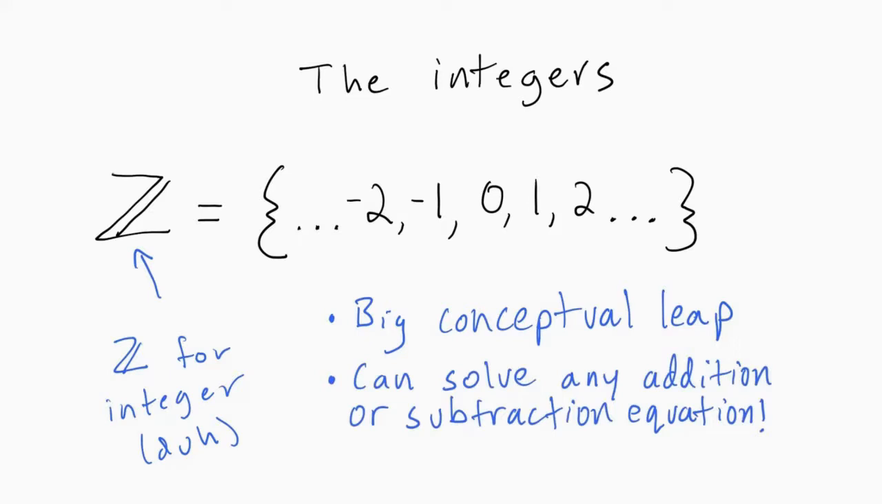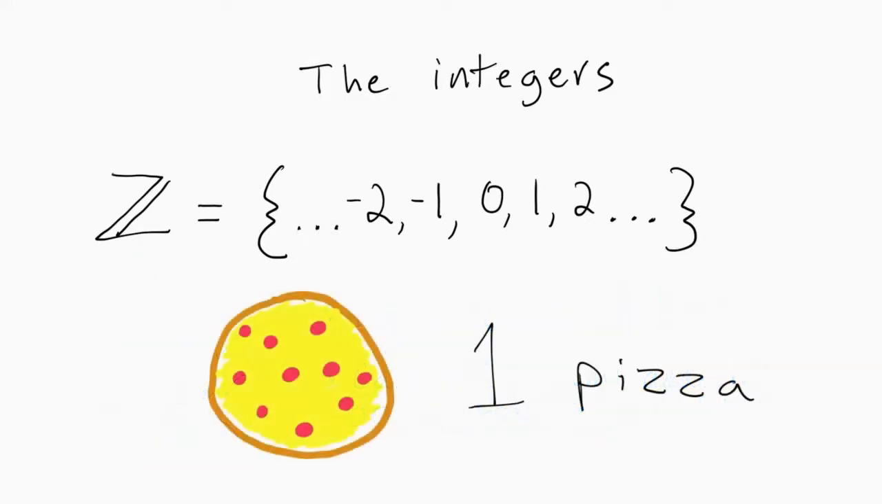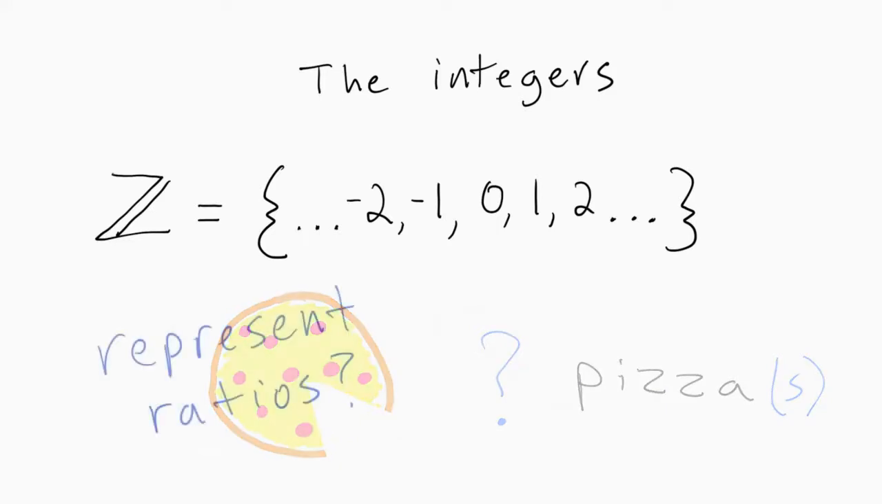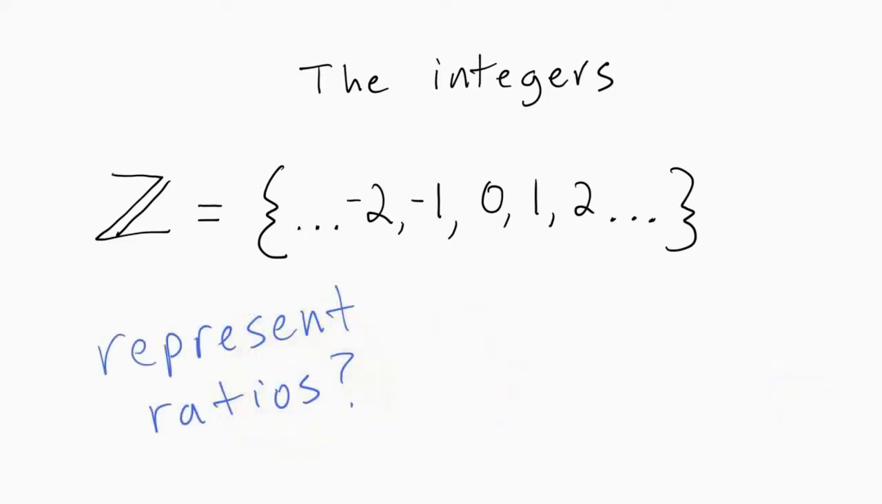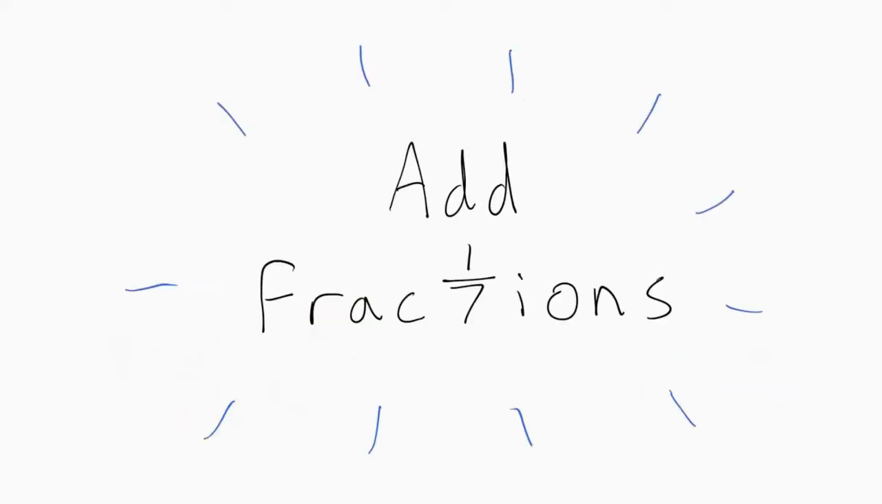But the integers are not the be-all, end-all, and to illustrate why, let's engage in a little thought experiment, shall we? Imagine that you have 1 pizza, and then you eat a slice of pizza. Now how many pizzas do you have? Well, you don't have 1 anymore, but you have more than none. Thinking more abstractly, what if we want to be able to represent ratios or proportional relationships? Or, arithmetically, solve certain division equations like 1 divided by 2. I think it's clear what we need to do. It's time to add fractions.